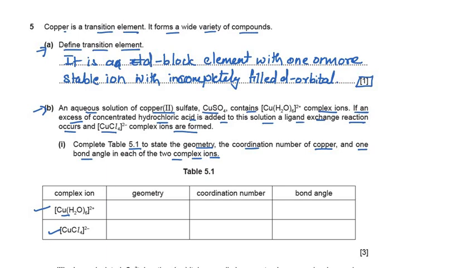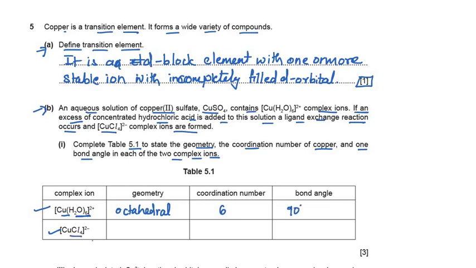Now as we can see, 6 H2O ligands are bonded to copper, so obviously the geometry, the shape, is octahedral. When there are 6 ligands, the only shape possible is octahedral, and so the coordination number is 6, and if it's an octahedral shape, the bond angle should be 90 degrees.